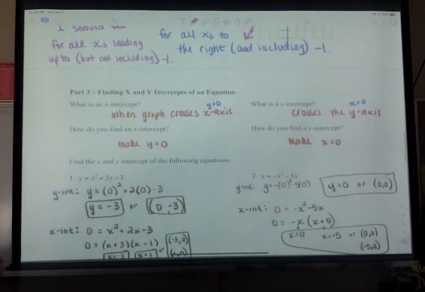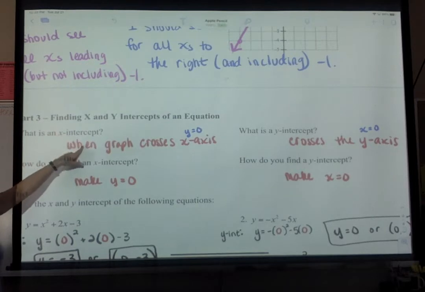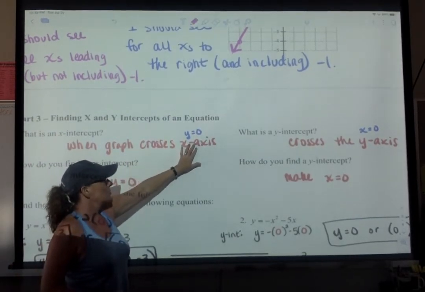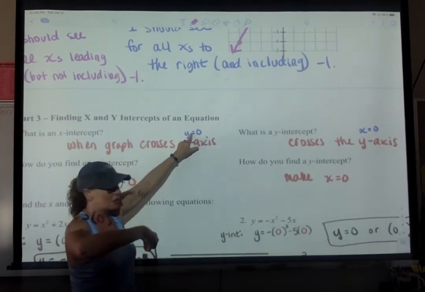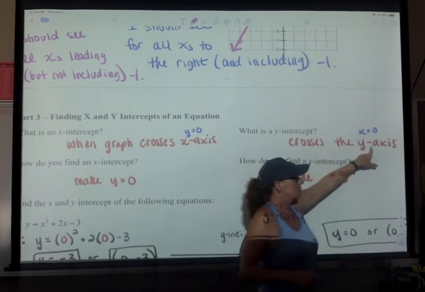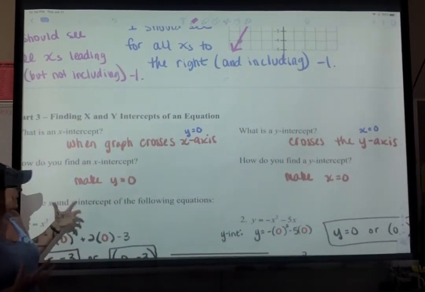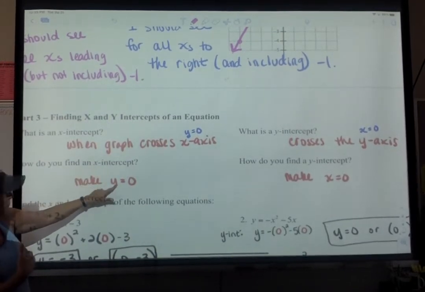Moving on. We're going to find intercepts of an equation. So just a reminder what an x-intercept is, and remember every time your graph crosses the x-axis, y is 0. Likewise, every time your graph crosses the y-axis, x is 0. So to find x and y intercepts, we always make our opposite variable 0.